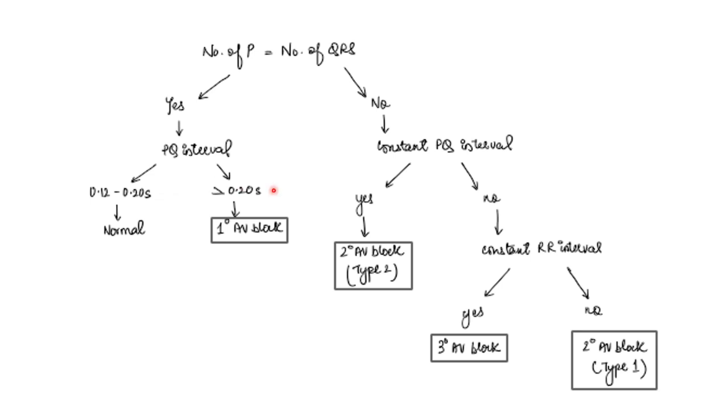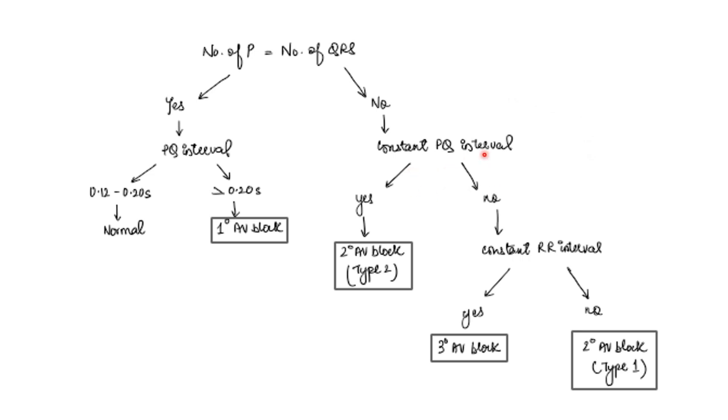Then if it happens to be more than 0.20, but the PQ interval is constant and the number of P equals the number of QRS, then you know that there is a first degree AV block, where like I mentioned there are no skipped beats, it just is prolonged. That's the only anomaly. Now coming to the others, which might be a bit harder to differentiate. For every other type, like the second degree and third degree, you do not have number of P equal to number of QRS. And then after that, let's see if there's a constant PQ interval.